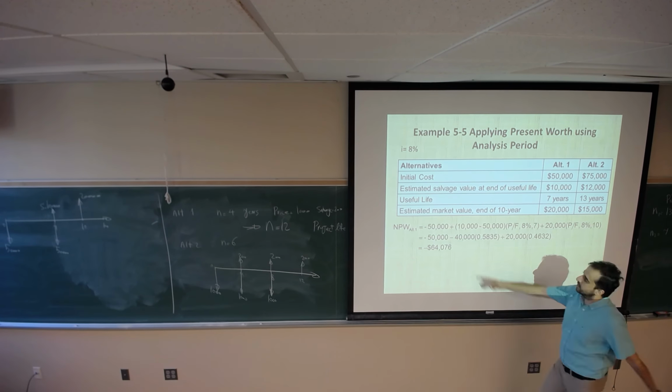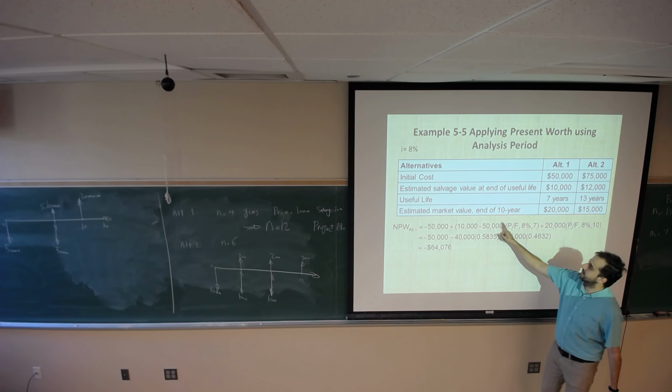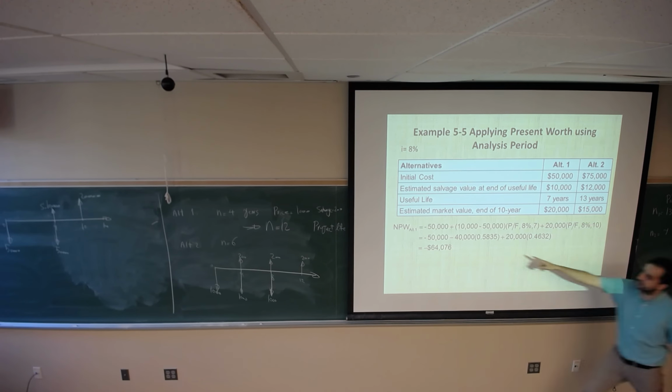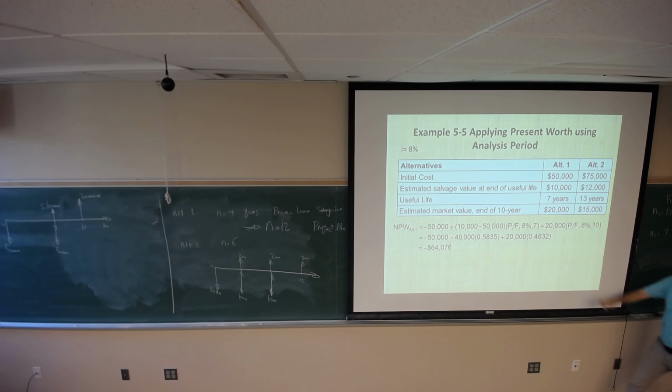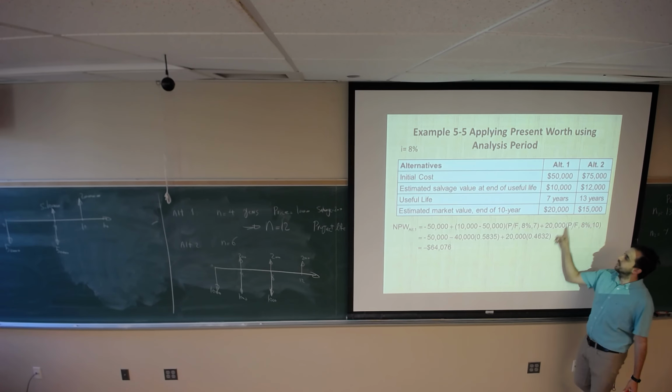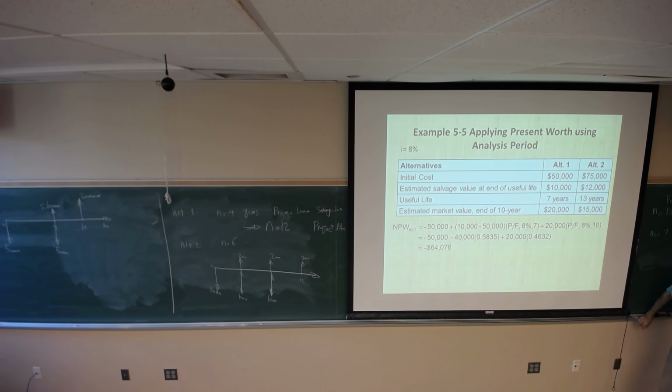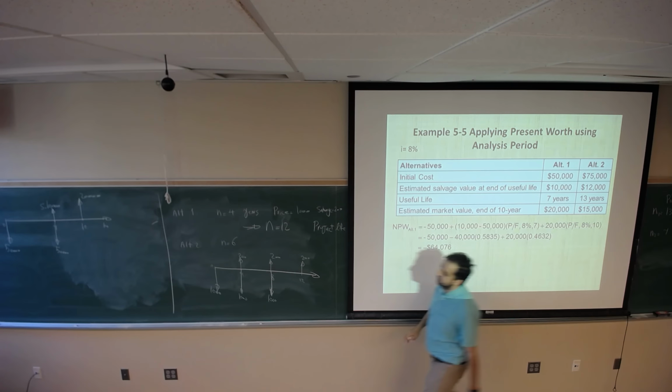And this is the net present value for this one. Negative 50,000 at year 7. You have the salvage value and another initial cost. The interest rate is 8% for 7 years, and this 20,000 can be moved to the present time at this interest rate. You will get negative 64,076.